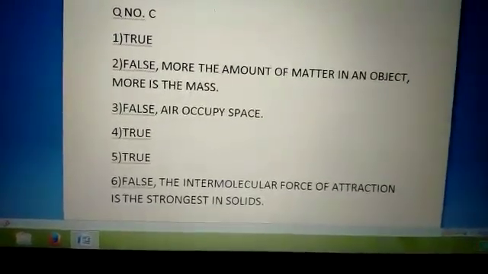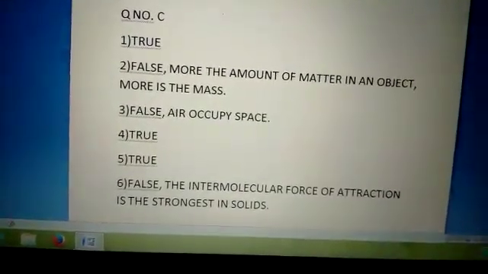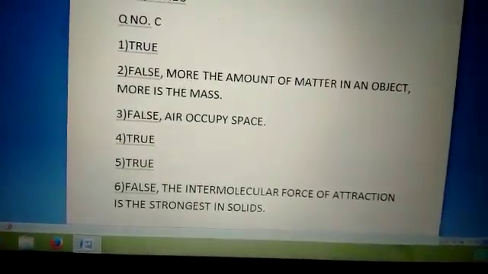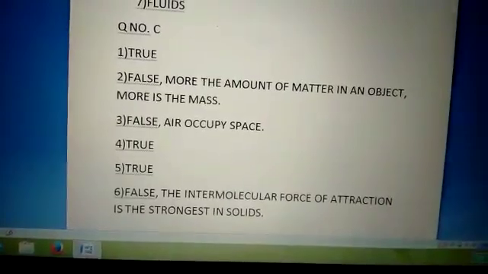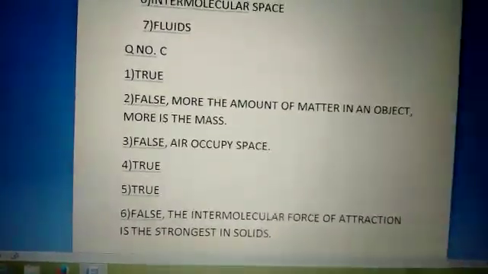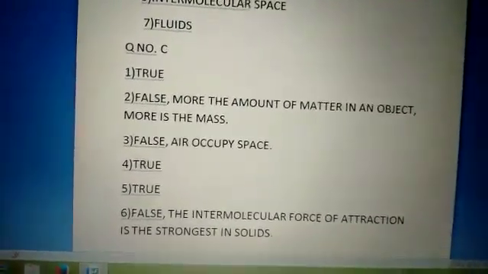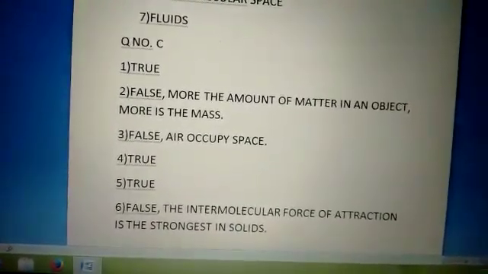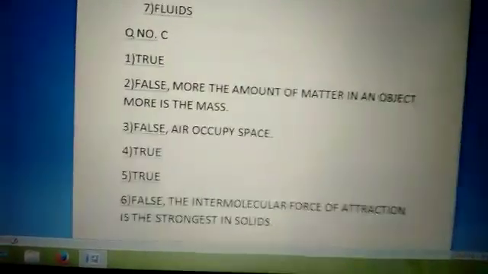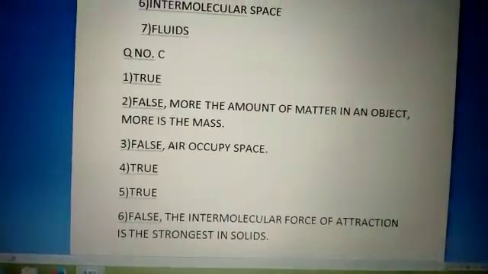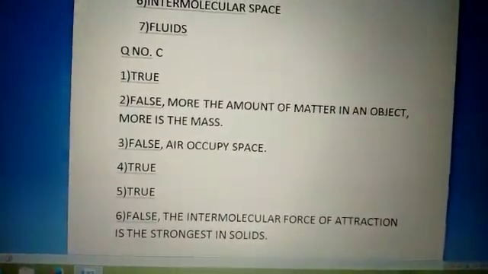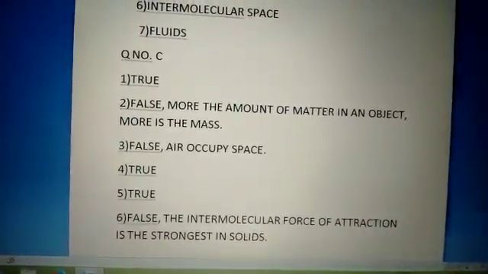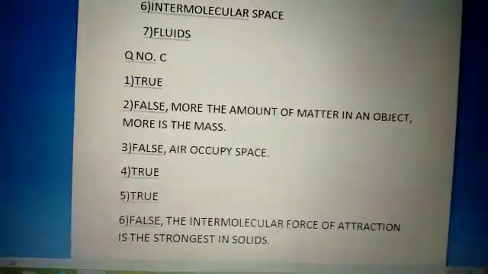The third statement is air does not occupy space, as that is also a false statement, as air is also a matter we had discussed in our last video. So air also occupy space. Number 4 is molecules are formed by the combination of atoms. That is also a true statement. Number 5, the state of matter depends on the intermolecular force and the intermolecular space between the molecules. That is a true statement again.